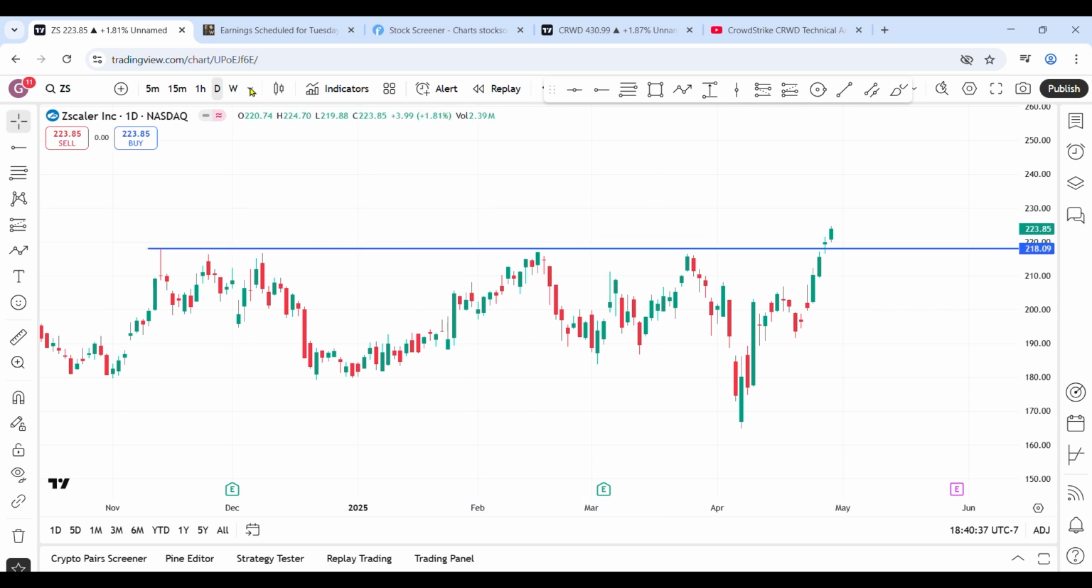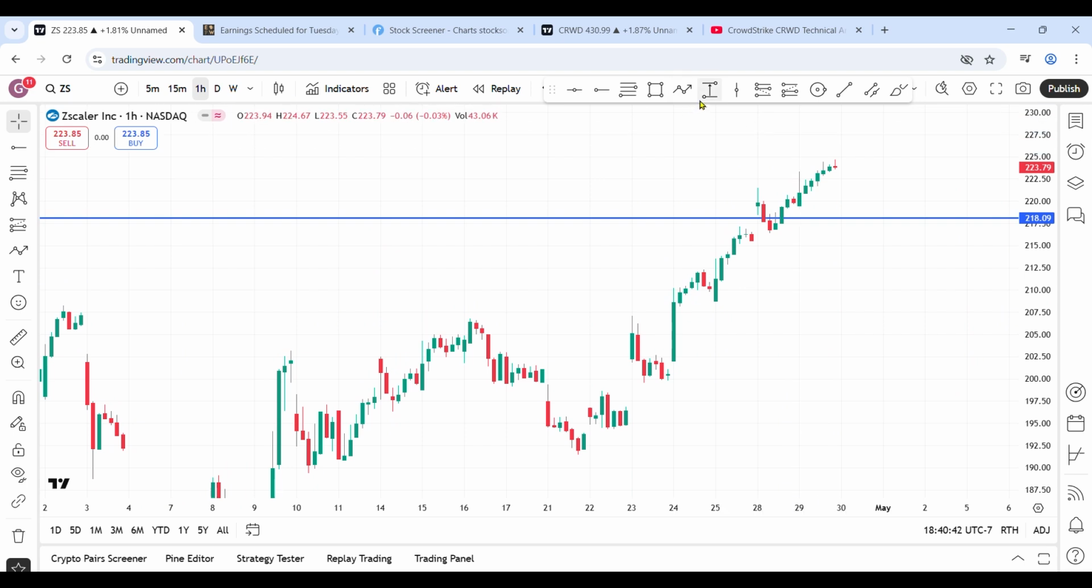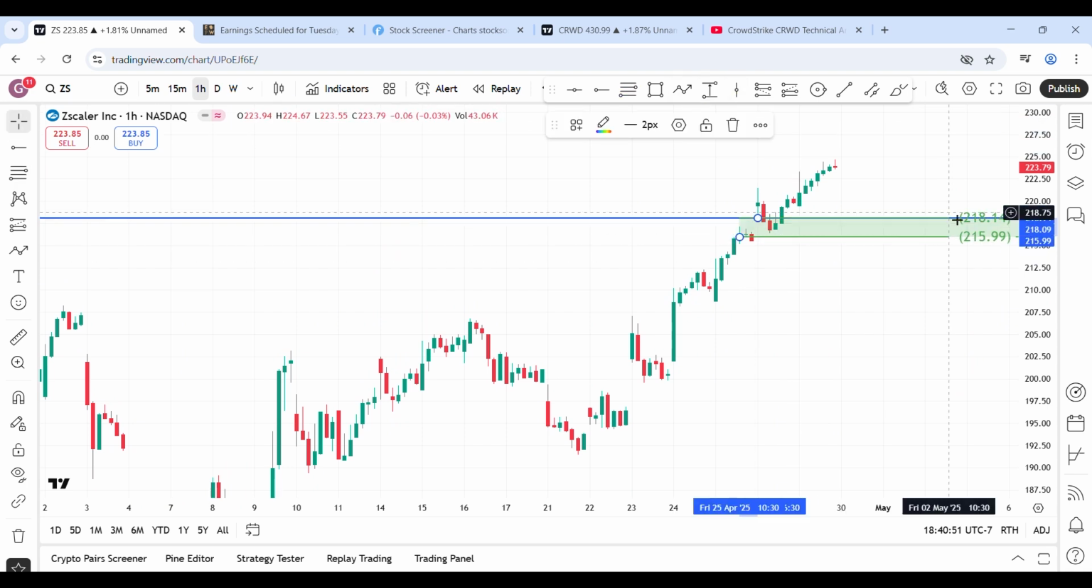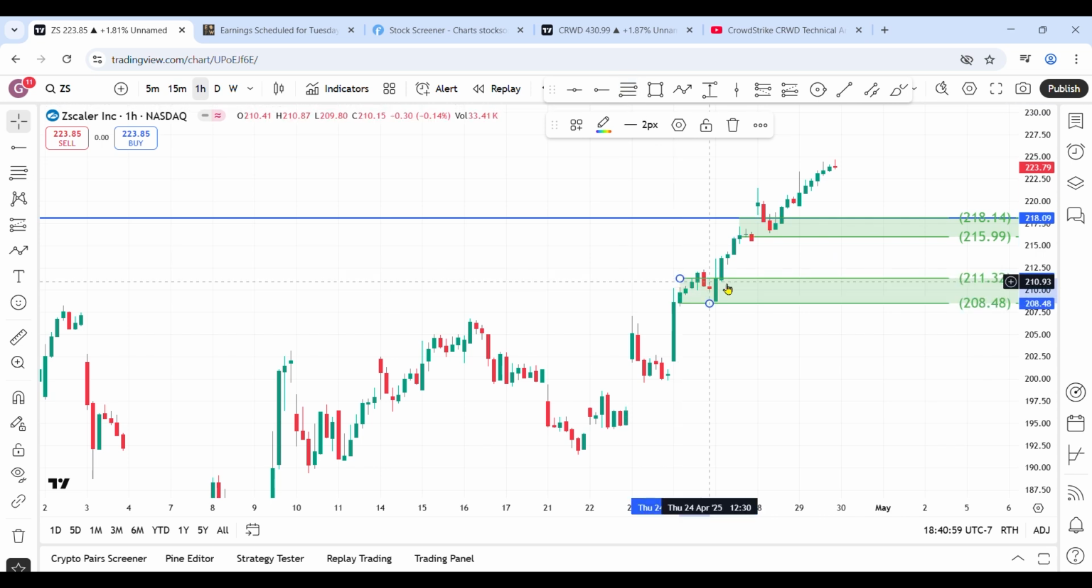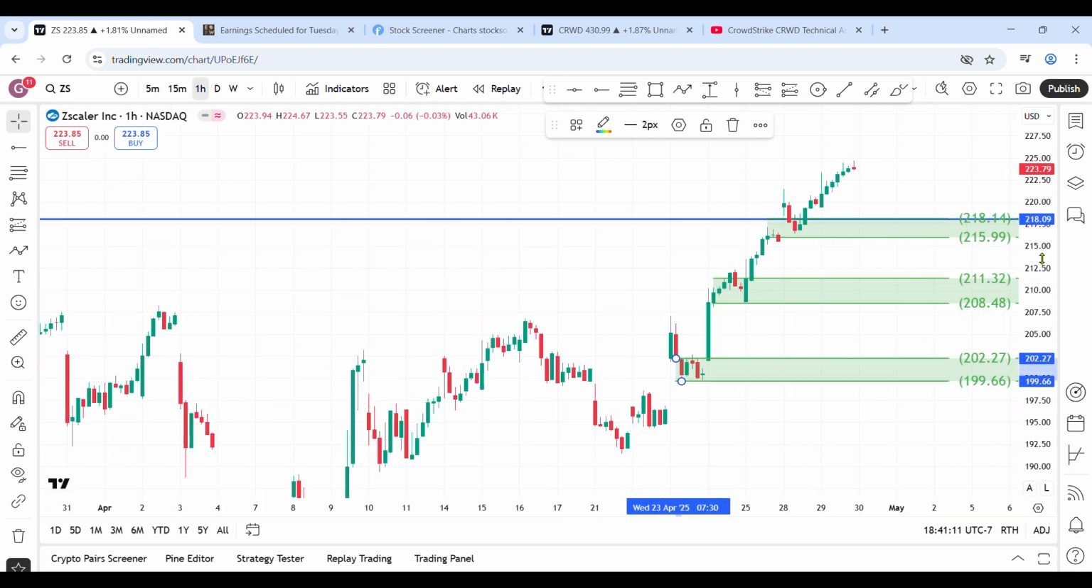Let's go take a look for support levels. There is a support level at the breakout point in the 218 to 215 price range. There's another support level in the 211 to 208 price range, and then a third support level in the 202 to 200 price range. Now let's go take a look at resistance levels.